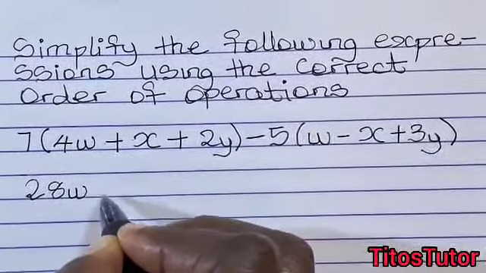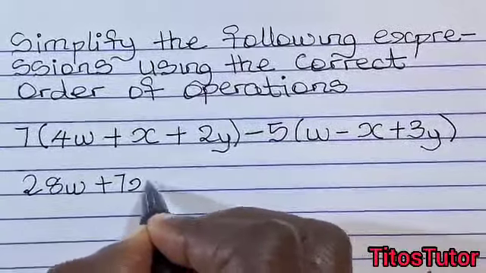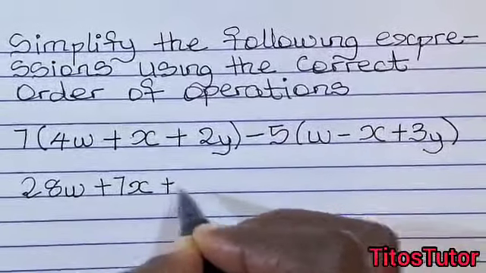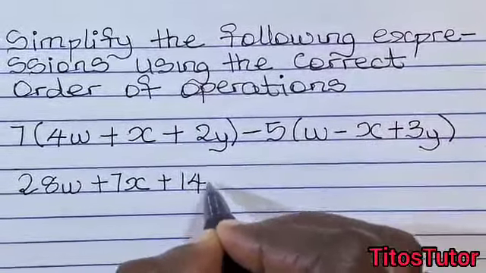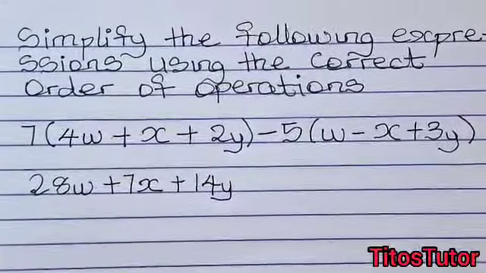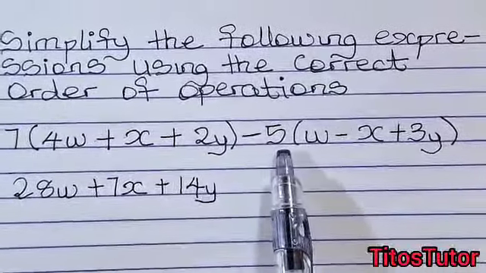28w. 7 times x is plus 7x. 7 times 2y is plus 14y. I'm done opening the first bracket, so I open the second. I'm opening the second bracket with a -5.